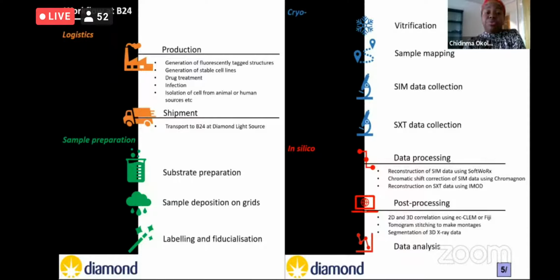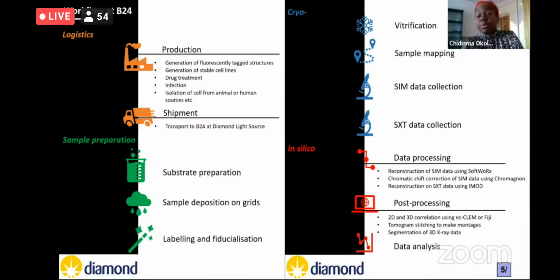So again, just to briefly put in context how we work at the beamline. First of all, we have to have our samples. So where are they coming from? If they are not produced on site, they have to be shipped to us, to the facility. And then when they arrive, or after we've done our own wet lab work here, these samples are deposited on our grids.